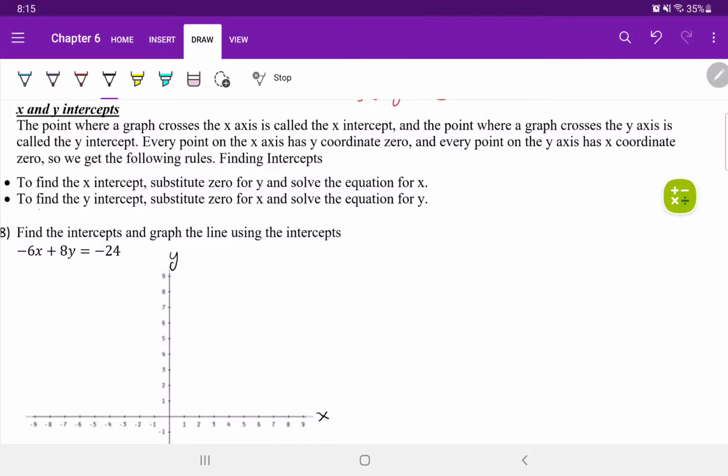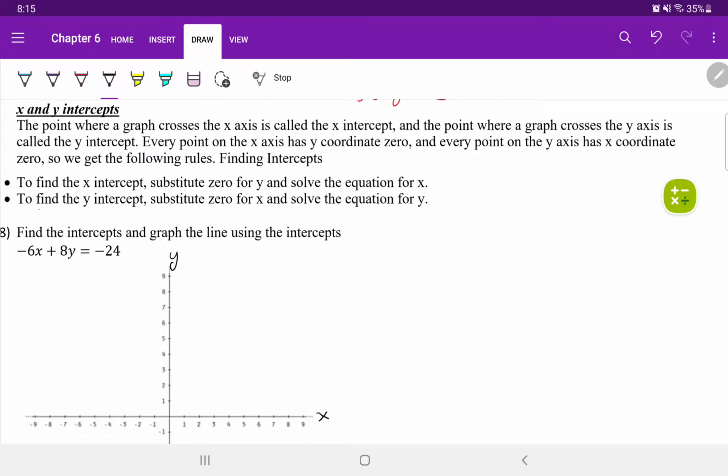Alright guys, here is the final way that we're going to see how to graph a linear equation in two variables. And that is using the method of finding both the x and y intercepts. The point where the graph crosses the x-axis is called the x-intercept, and the point where the graph crosses the y-axis is called the y-intercept. Every point on the x-axis has a y-coordinate of 0, and every point on the y-axis has an x-coordinate of 0.